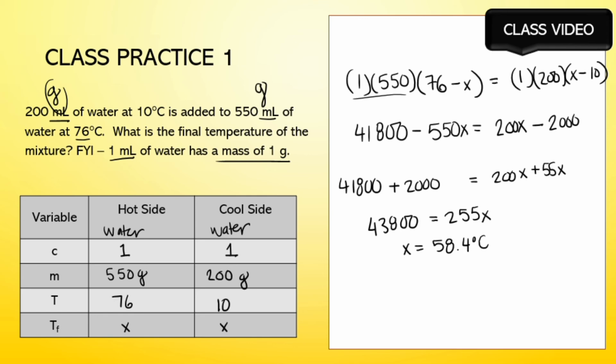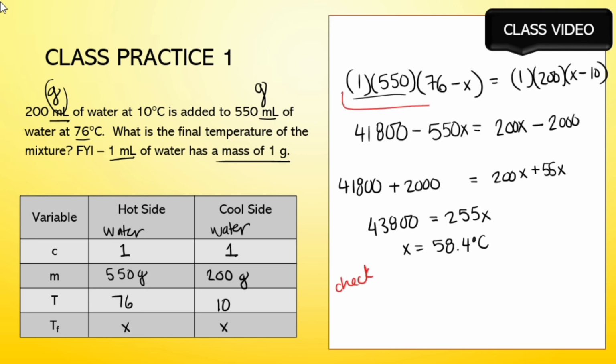58.4 degrees Celsius. So a little more in between because you're mixing water with water. They have the same specific heat. How would you know if you did your work right? You could check your answer in your formula. So what I'm going to do now is write a check.